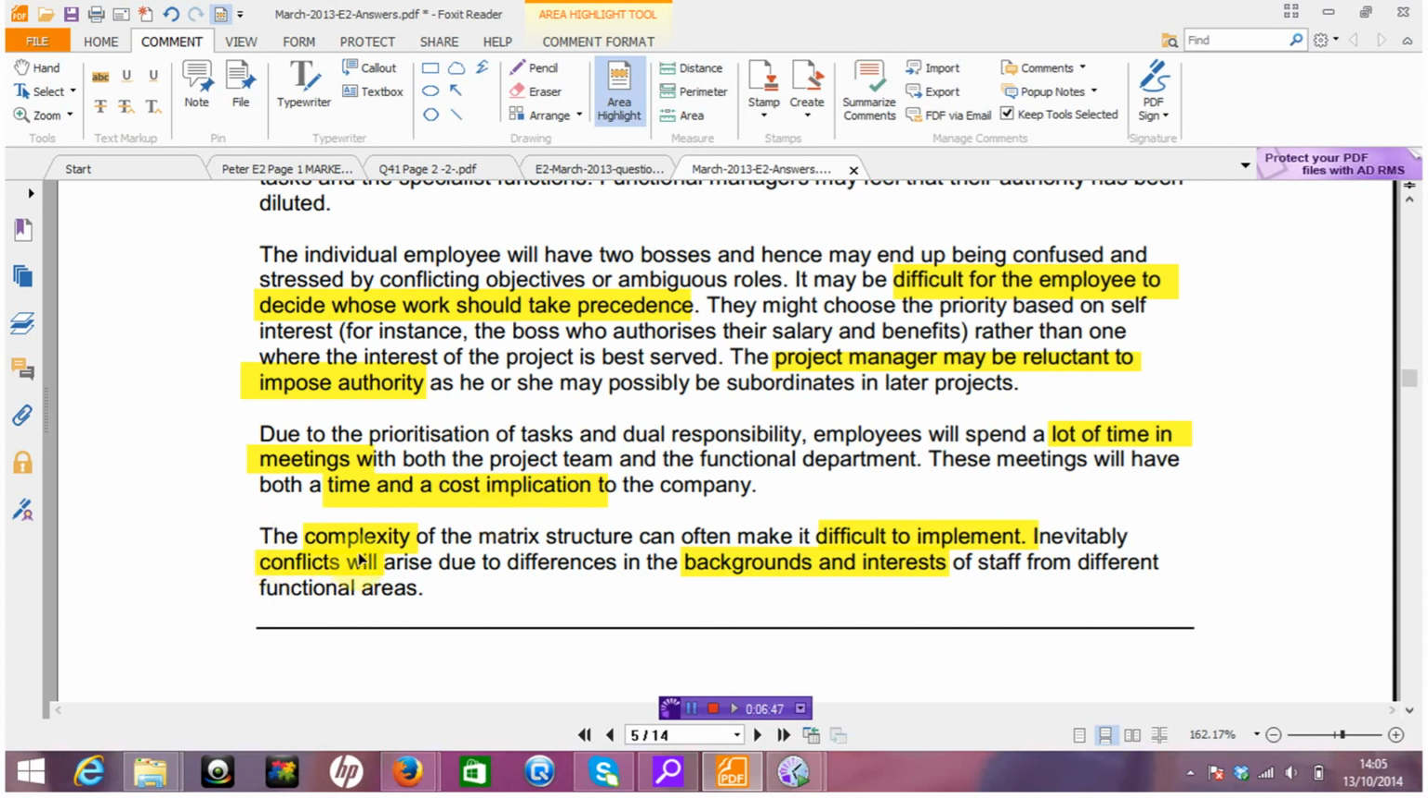Last thing here, the complexity of the matrix structure. I'm not so sure that I'd necessarily agree with that, but what they're saying here is it can make it difficult to implement. So I guess we're talking about trying to coordinate people across perhaps a multitude of different functions, and it may well be difficult for the company to work in that way.